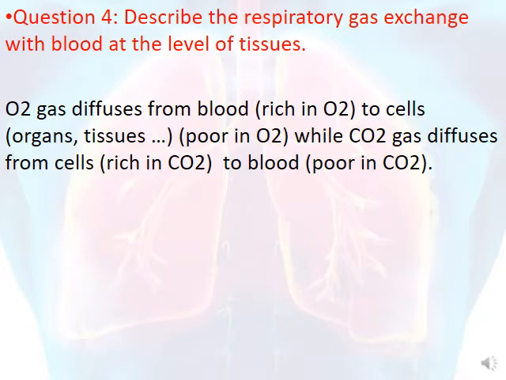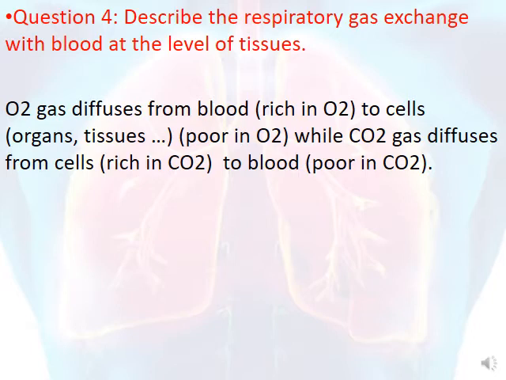Question number four says describe the respiratory gas exchange with blood at the level of the tissues. O2 gas diffuses from the blood, rich in O2, to the cells, that are the organs, the tissues, that are poor in O2, while carbon dioxide gas diffuses from the cells that are rich in carbon dioxide to the blood that is poor in carbon dioxide. Let's repeat this. This is the respiratory gas exchange at the level of the tissues.